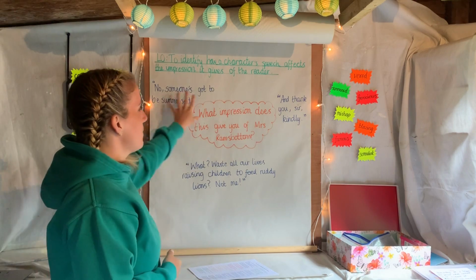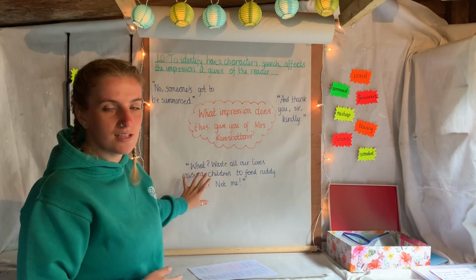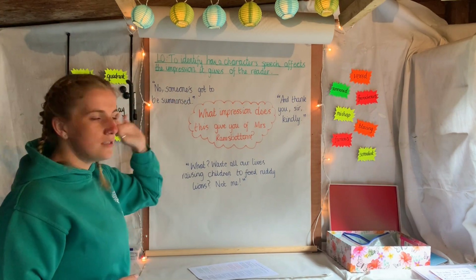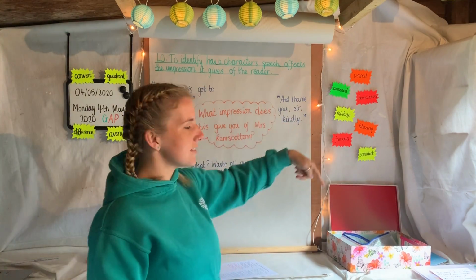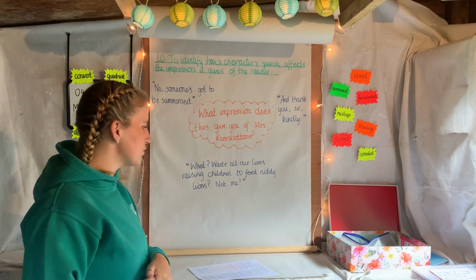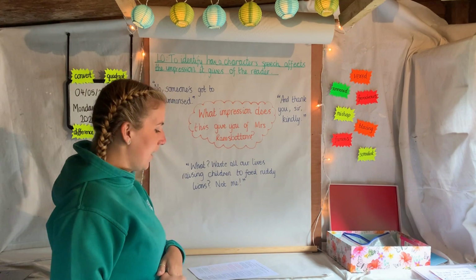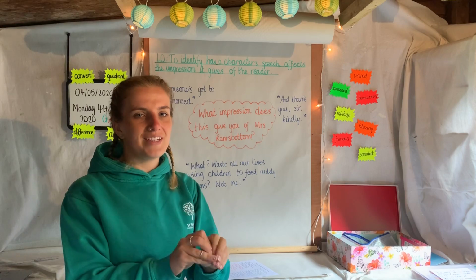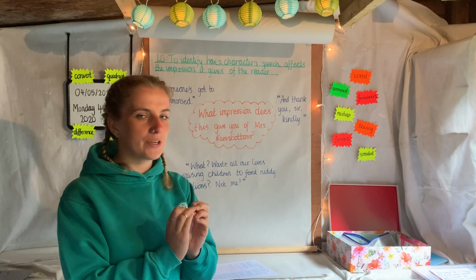So I have got three pieces of speech that Mrs. Ramsbottom says throughout the poem. So the first one, "No, someone's got to be summoned." And, "Thank you, sir, kindly." "What? Waste all our lives raising children to feed ruddy lions? Not me." So you can see that those are three bits of speech that I've pulled word for word exactly as it is from the poem, okay?